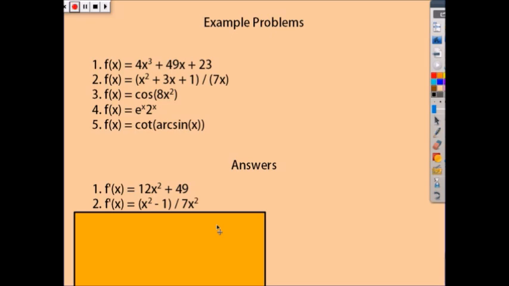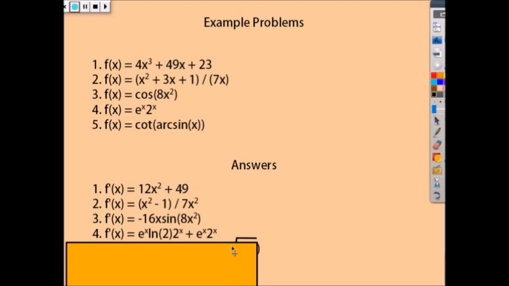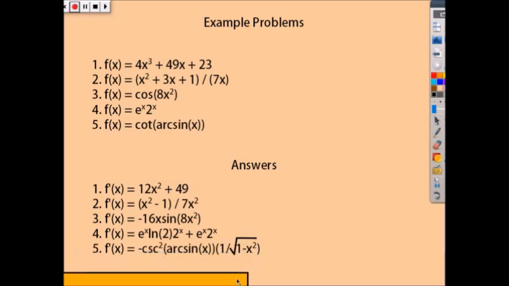For number 3, the derivative of cosine of 8x squared is negative 16x sine 8x squared. For number 4, the derivative of e to the x times 2 to the x is e to the x ln 2 times 2 to the x plus e to the x times 2x. For number 5, the derivative of cotangent of arcsine of x is negative cosecant squared of arcsine x times 1 over square root of 1 minus x squared.